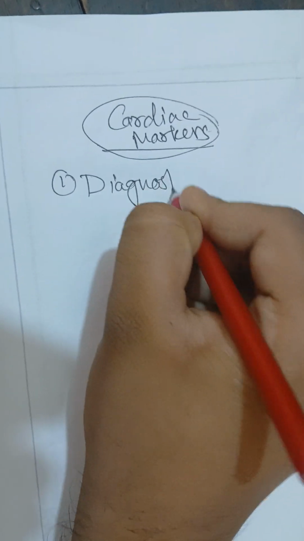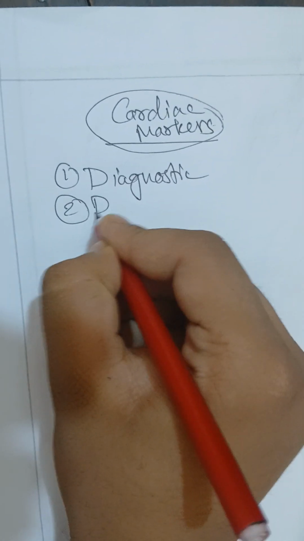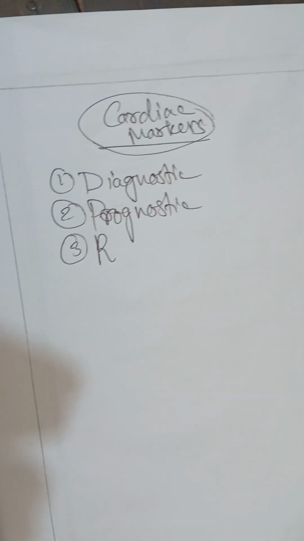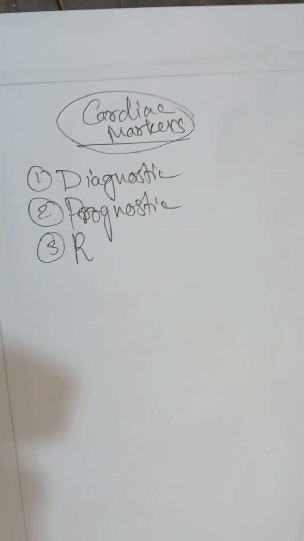So, what are the clinical uses of cardiac markers? Number one, diagnostic use. Number two, prognostic use. And number three, risk stratification of various heart diseases like myocardial infarction and ischemic heart disease.